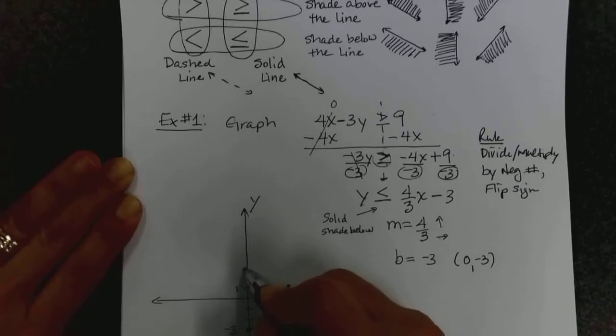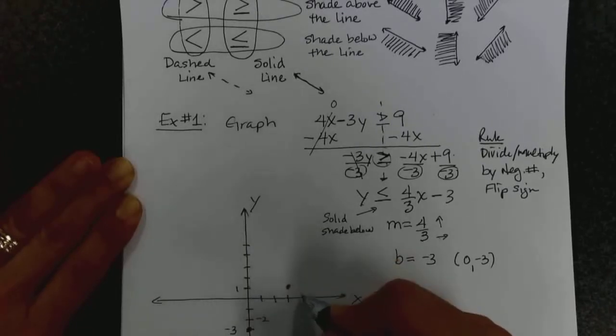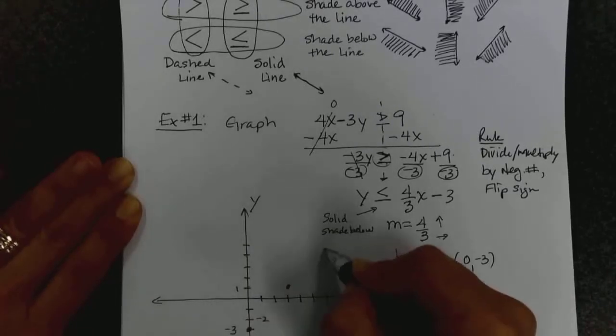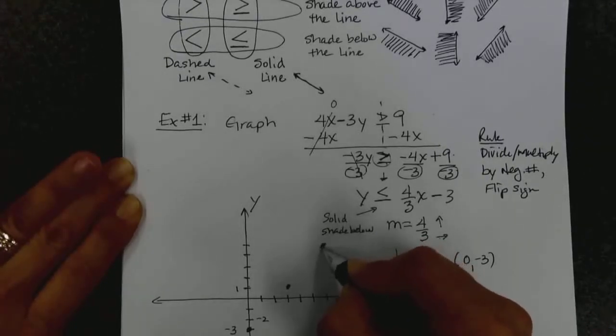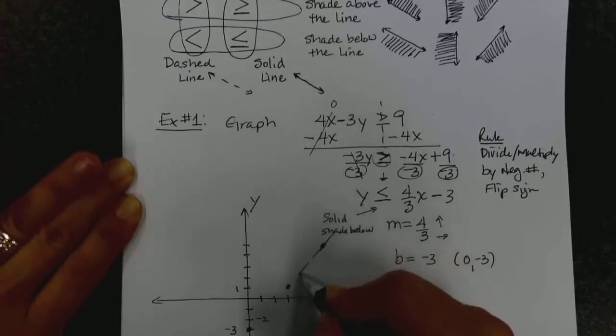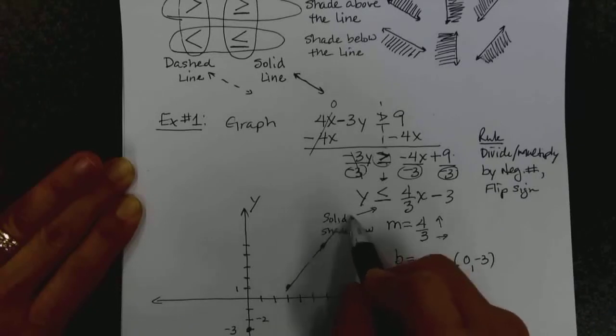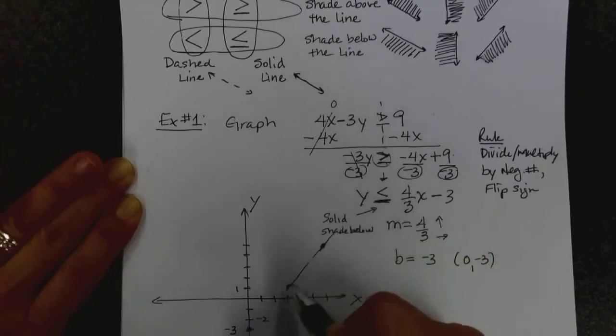Let's do it one more time: up 1, 2, 3, 4, over 1, 2, 3. So 4 over 3 will be right here. And then we draw our line. Because it's equal to, we make this a solid line.